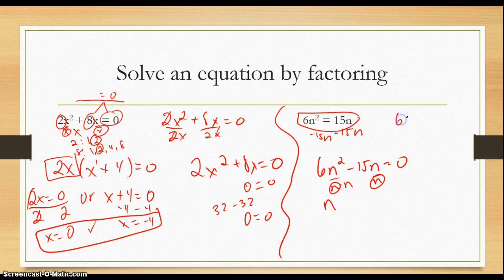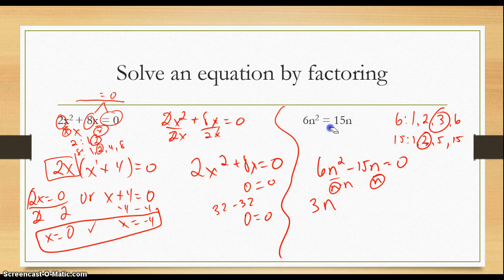Then we look at 6 and 15. We know 6 is 1, 2, 3, and 6, and 15 is 1, 3, 5, and 15. So 3 and 3, so take a 3n out. So divide each of these by 3n. And I'm left with 2n minus 5 equals 0. Now I took out a variable here, so I have to set that equal to 0.